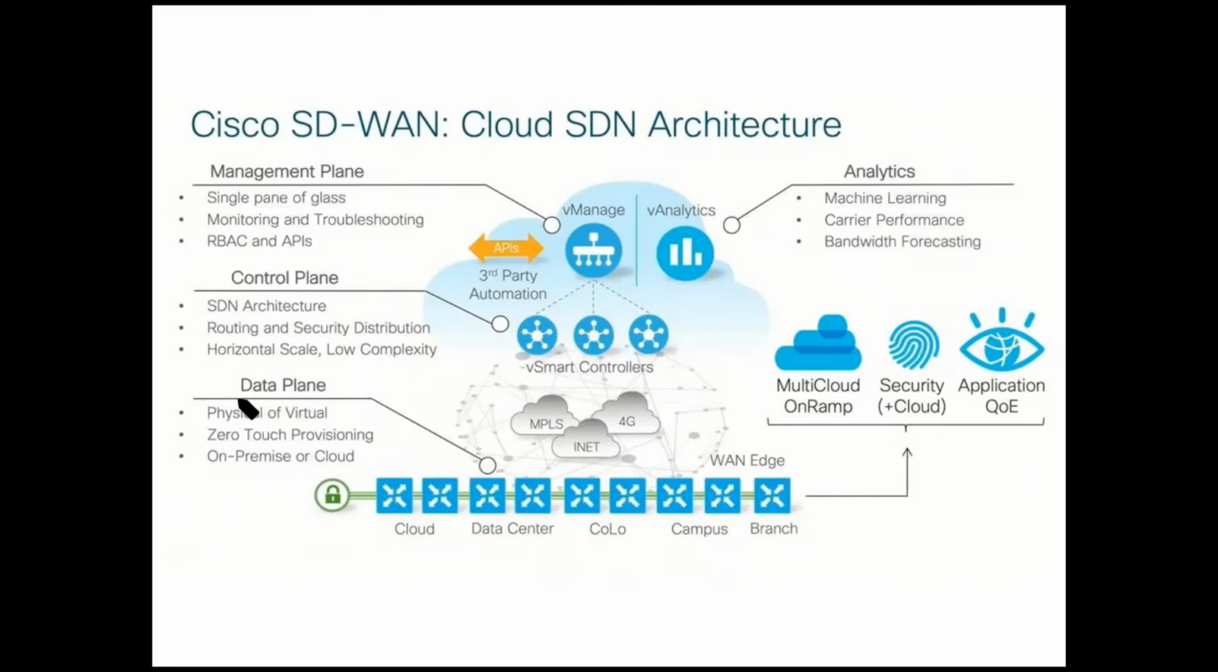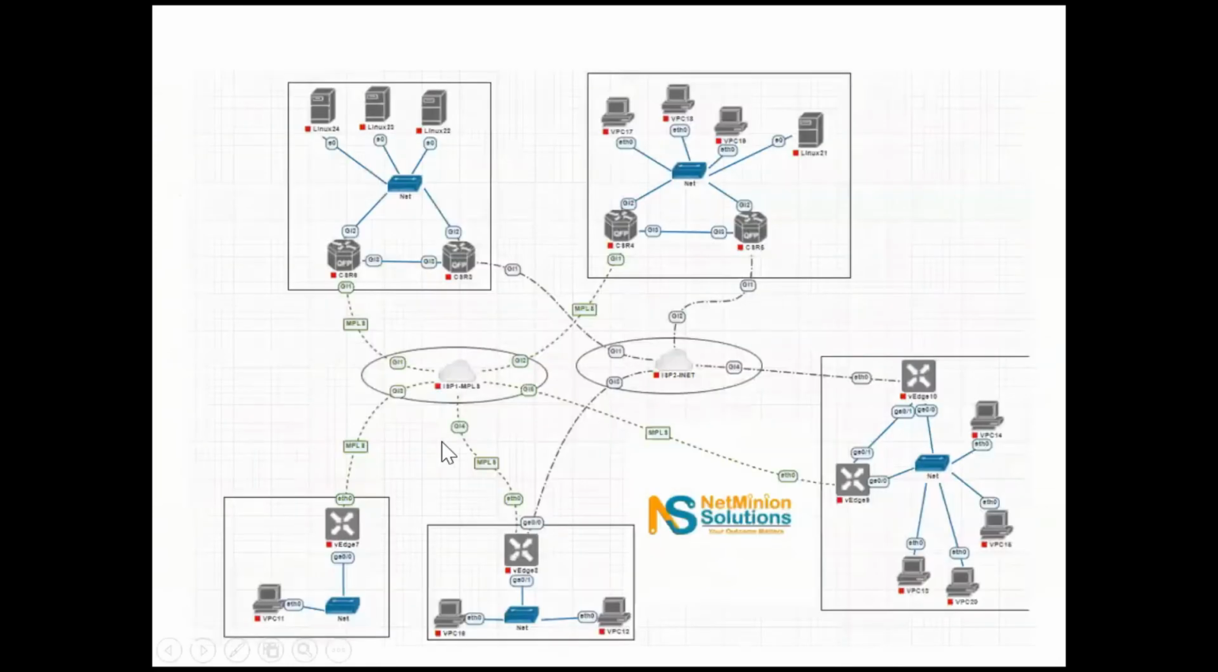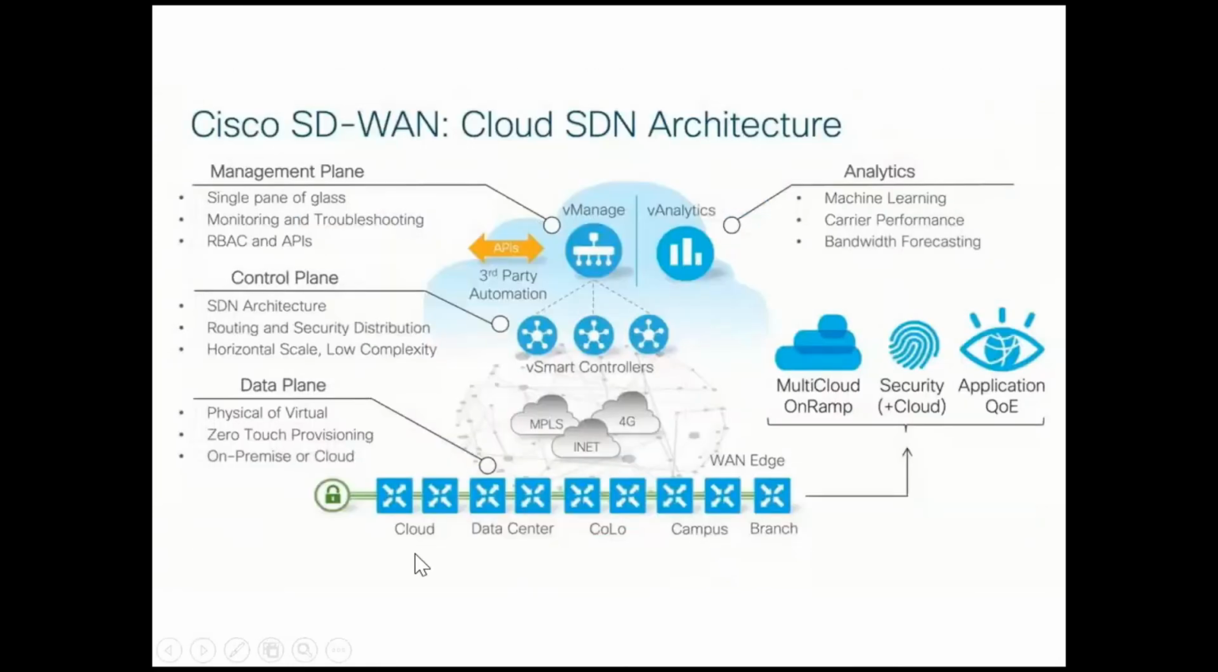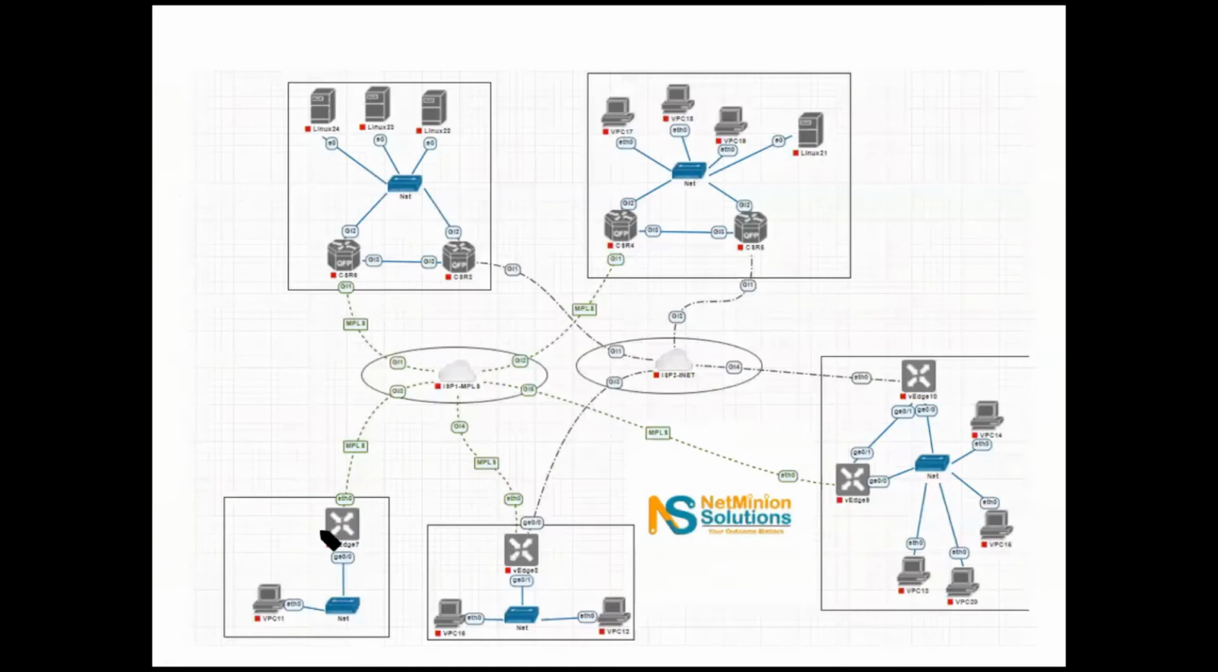Now, I will be talking about a couple of the controllers. So you can see, this is my data plane. In my data plane, the devices which are coming are the WAN edges. Whatever WAN edges I have, if I check my older diagram, this is one of my WAN edges, and this is another of my WAN edges.